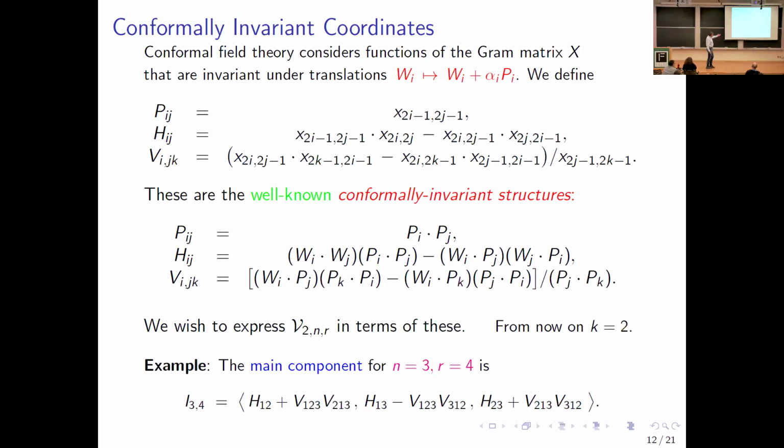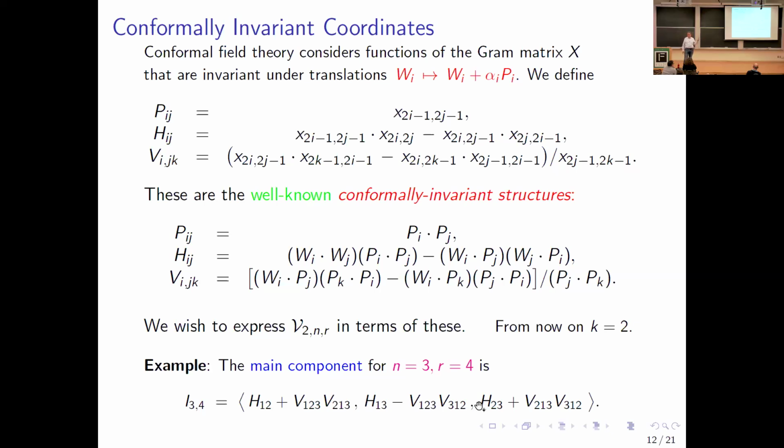But now we have these new, well-known invariants. So let's try to express our varieties like V2 and R in terms of these. As I said, from now on, K is 2. So for example, let's take N equals 3, R equals 4. This was one of the varieties I had, codimension 2, and it becomes very nice. I3,4 in these coordinates is a very, very simple binomial ideal.